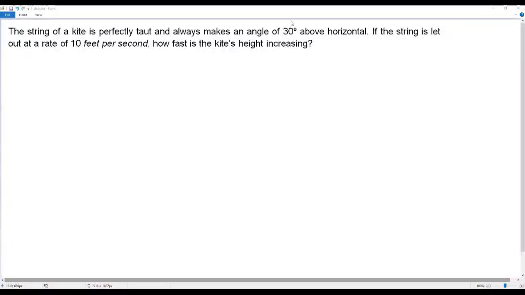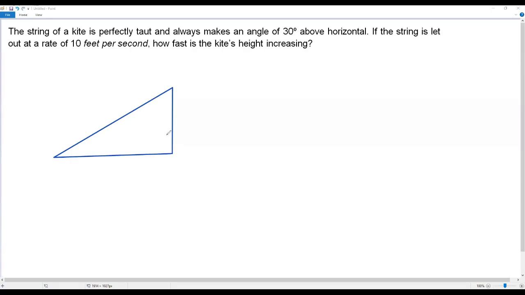Here we have a related rates problem. Okay, let's go with the information. The string of a kite is perfectly taut and always makes an angle of 30 degrees above horizontal. If the string is let out at a rate of 10 feet per second, how fast is the kite's height increasing? Okay, first let me draw a picture connected to the given information.